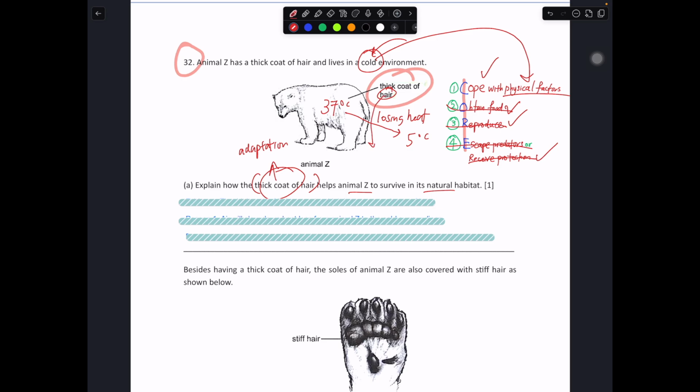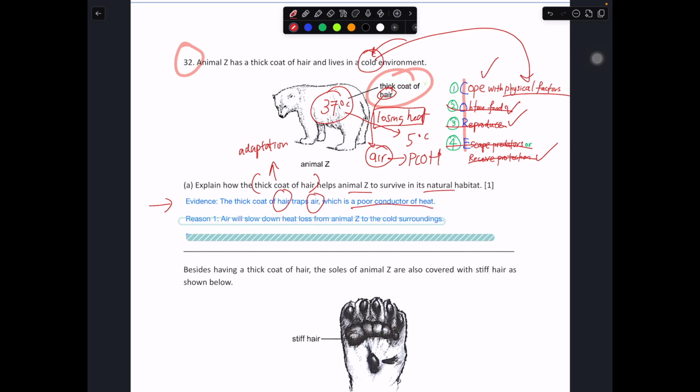Basically, this thick coat of hair will contain a lot of air, and air itself is a poor conductor of heat. So what does a poor conductor of heat do in this environment? It must help to slow down heat loss, because this animal is constantly losing heat. The pockets of air in the hair will help to slow down heat loss, so this animal loses heat slower, helping to maintain the temperature of the animal in a suitable range so that the animal can survive. So over here, the evidence is that the thick coat of hair traps air, which is a poor conductor of heat.